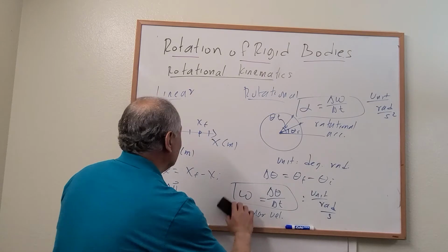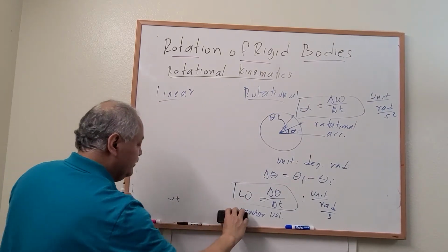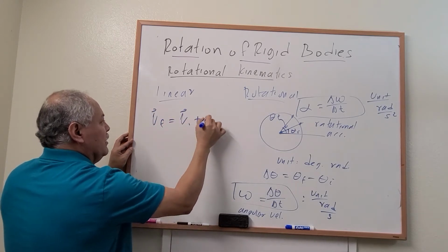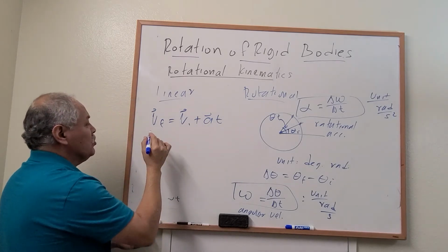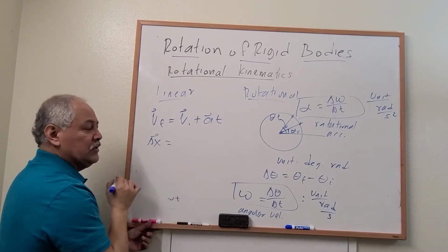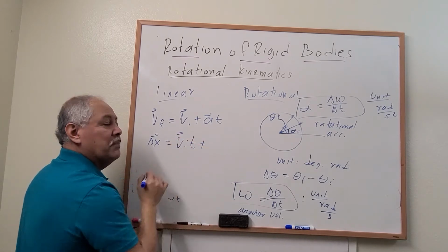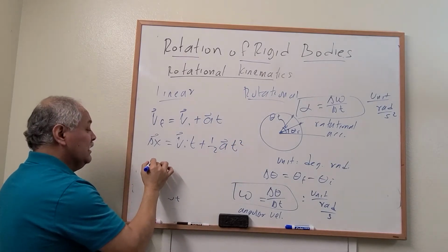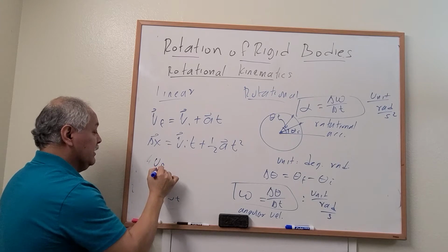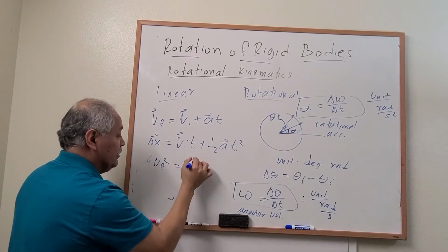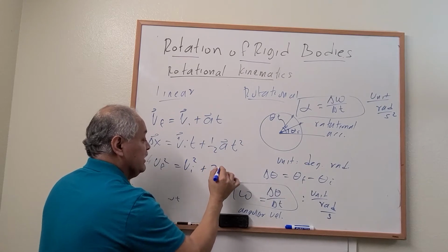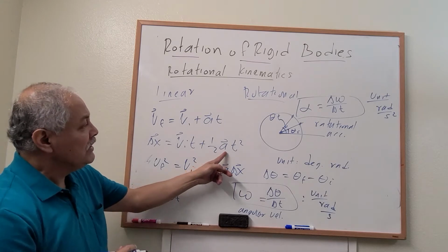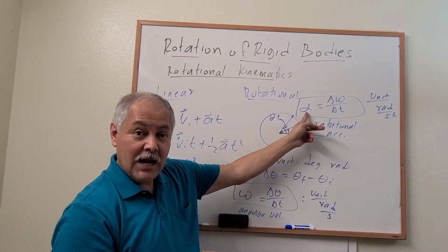Let's do it. For the linear case, remember, we found that the final velocity equals the initial velocity plus acceleration times time. Also, we found that the displacement in the x direction is equal to initial velocity times time plus 1/2 acceleration times t squared. Also, we found that v final squared is equal to initial velocity squared plus twice the acceleration times the displacement. Well, because this is constant, we can do the same thing when alpha is constant.